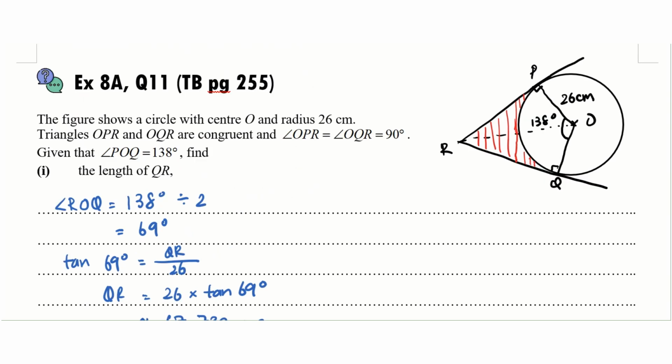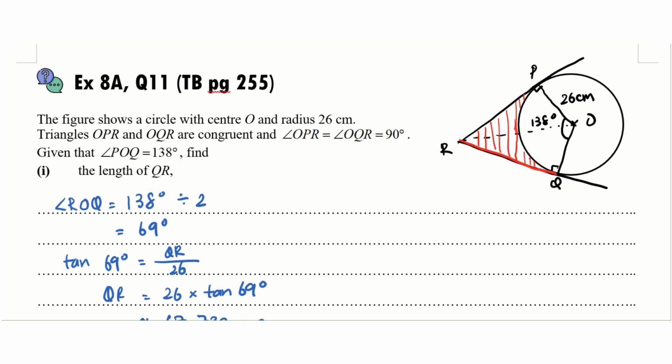We now take a look at exercise 8A question 11, where there is a figure showing a circle with center O and radius 26 cm. Triangles OPR and OQR are congruent, and angles OPR and OQR are both 90 degrees. Given that angle POQ is 138 degrees, we want to first find the length of QR. So QR refers to this length here.